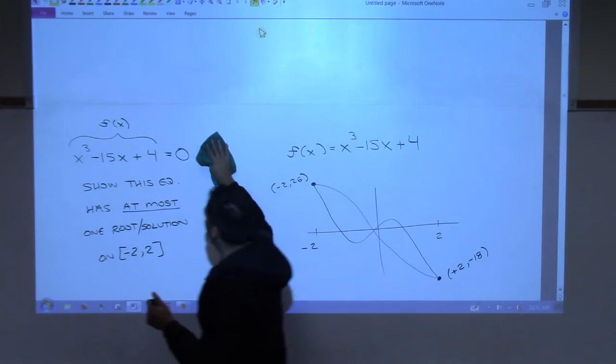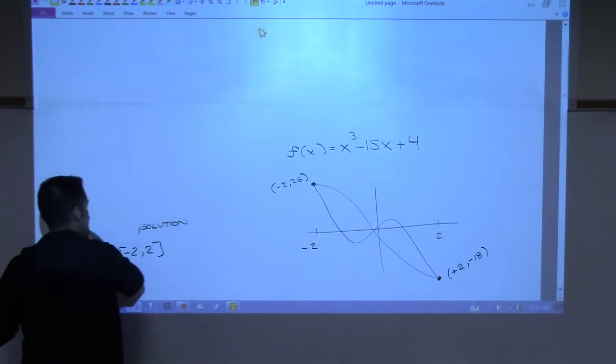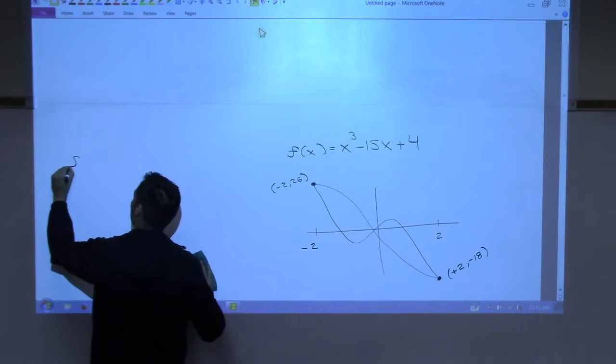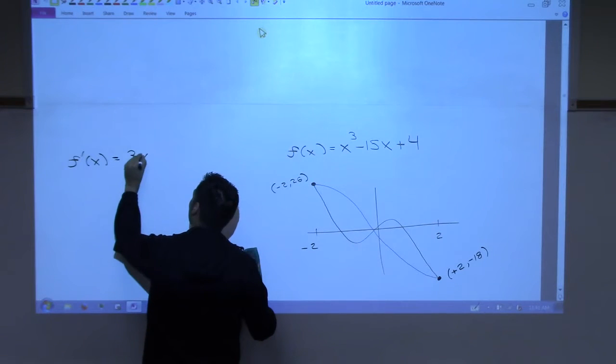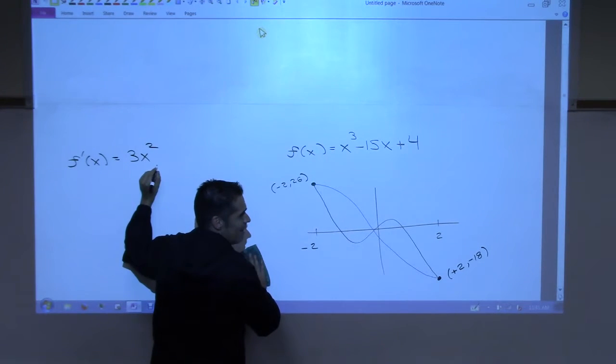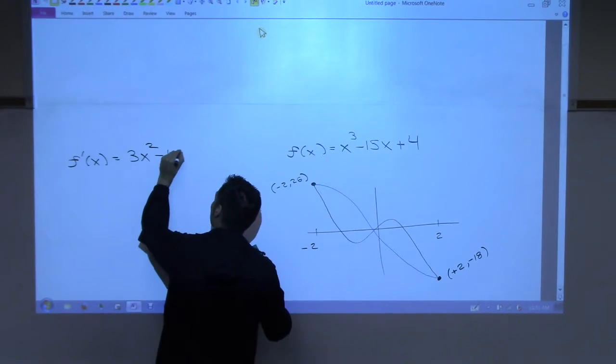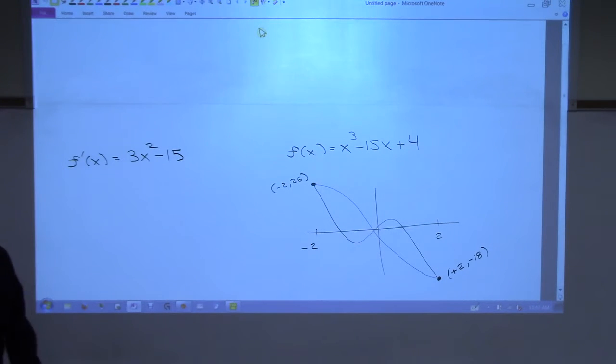The derivative of that function f is what? 3x squared minus 15. All right, so that's it right there. And, well, is that always negative? Not always, is it? It's not always negative.